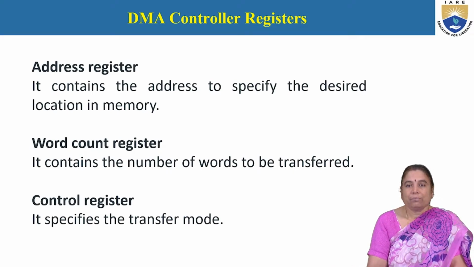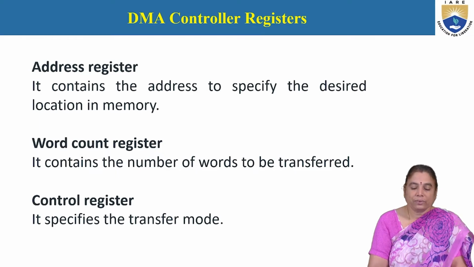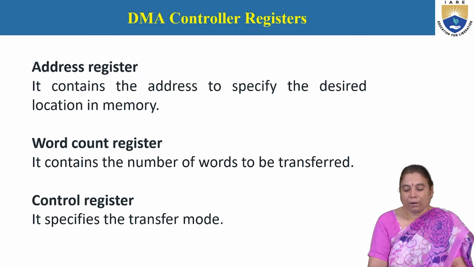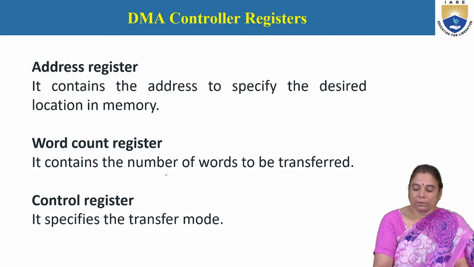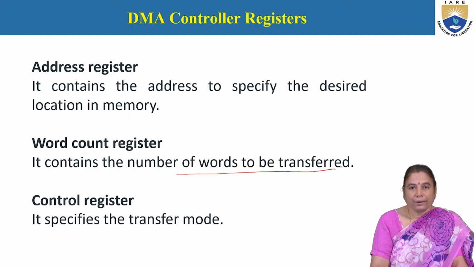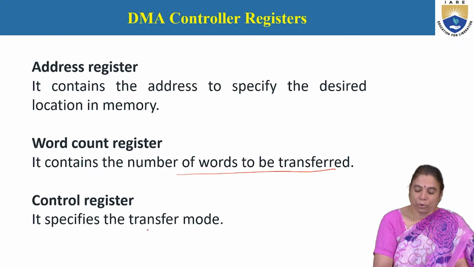And here DMA uses special registers. One is the address register. It contains the address to specify the desired location in the memory. The word count register is used to indicate the number of words that can be transferred. And the control register can specify the transfer mode.